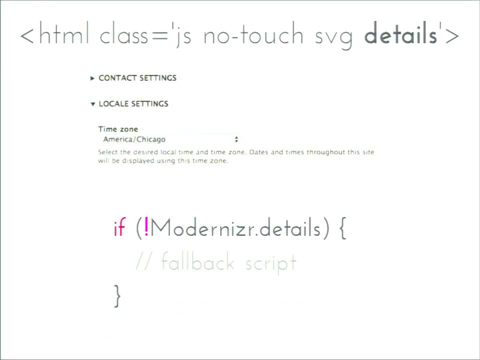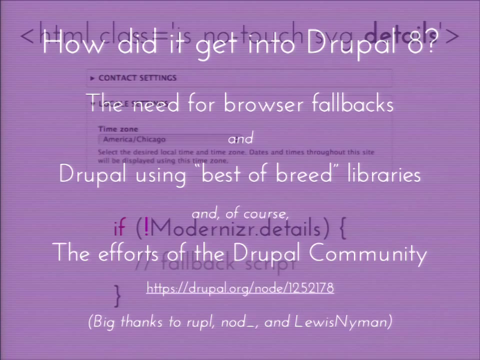But then for those other browsers, you'd say if Modernizr details is false, then you have your fallback. Once those browsers do support this, they won't need that fallback. But it's a way to support HTML5 and not break it on older browsers, or browsers that just aren't up with it.